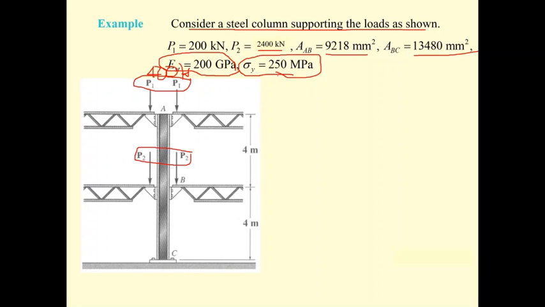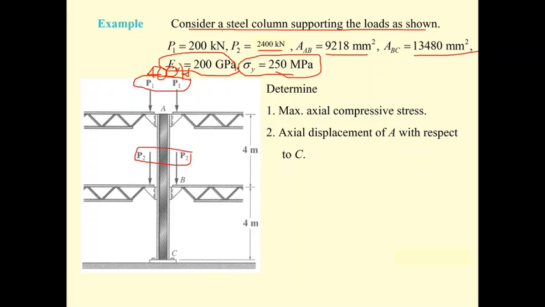We are now going to find the stress in segment AB of the column and segment BC of the column, and we are going to determine which one is the maximum. And then we determine the axial deformation of the top of the column, point A, with respect to C, which is on the foundation.